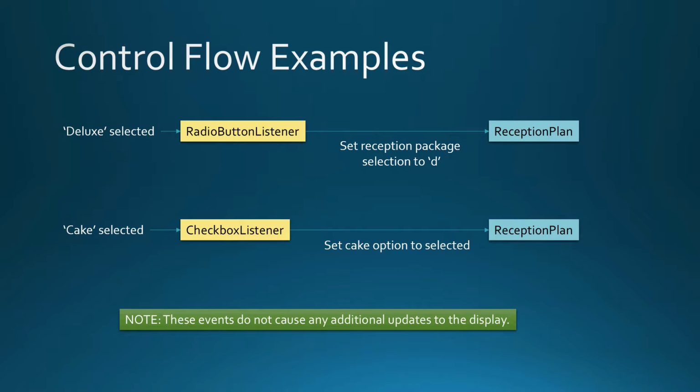I will note that those kinds of model changes are not going to cause any updates to the display. Why not? Because merely selecting one of the radio buttons or one of the checkboxes does update the display. So nothing else needs updated. So we can short circuit the communication from controller to model to view.